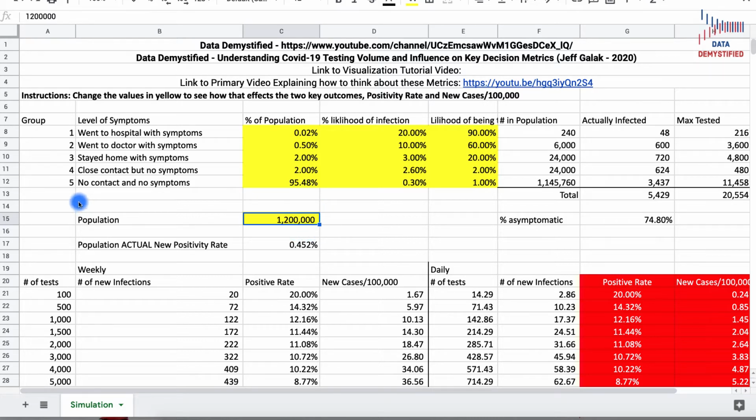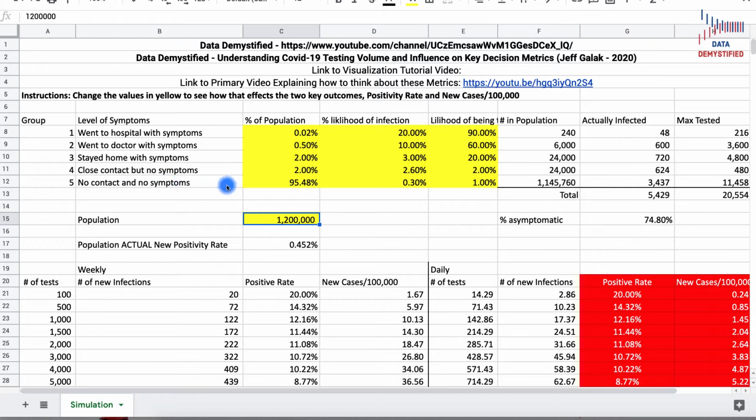So the way the simulation works is that it categorizes people into 5 groups depending on how many symptoms they're exhibiting. The first group, the most severe, are those who went to a hospital with symptoms. The next group are folks who maybe weren't so bad that they had to go to the hospital, but they did go to their doctor and they had symptoms. The next group stayed home because it wasn't bad enough to actually warrant going to the doctor, but they had symptoms of COVID-19. The next group had close contact with somebody who had COVID-19 but didn't show any symptoms. And the last group are the folks who are just sitting at home, minding their own business. They had no contact with anyone who had COVID-19 and are showing no symptoms at all.